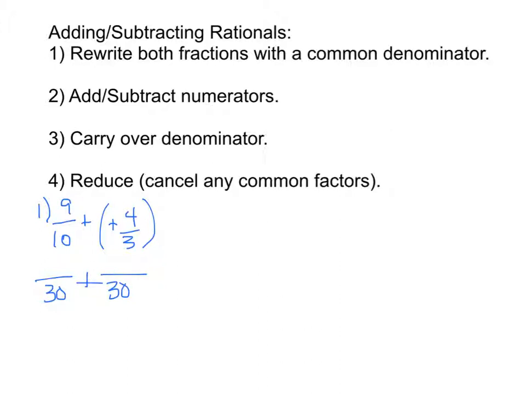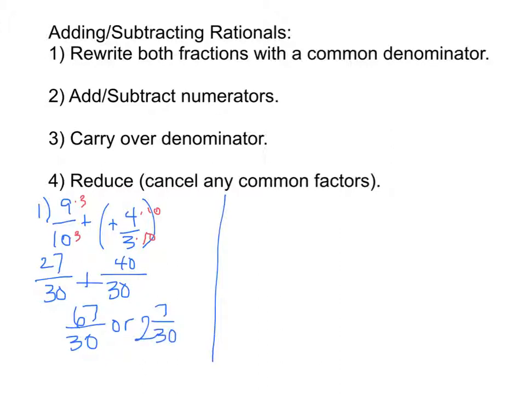Now to go from a 10 to a 30, I had to multiply by 3. So I'm going to multiply that 3 on top as well to get me a 27. Over here, to go from a 3 to a 30, I had to multiply by 10, leaving me a 40 in the numerator. So 27/30 plus 40/30 is 67/30. You're more than welcome to write that 2 and 7/30 if you would like. However, do not, under any circumstances, give me a decimal.